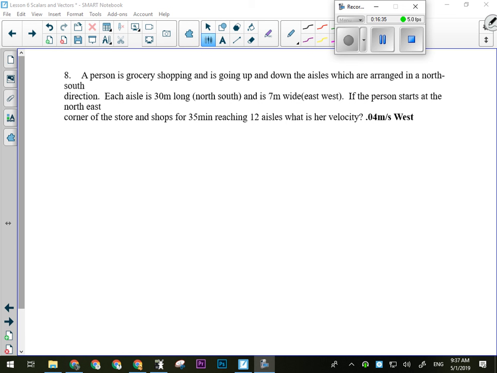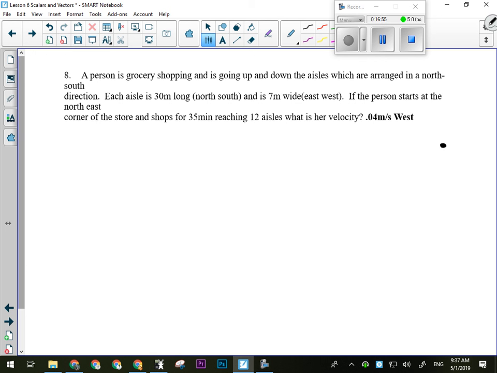The question says they start in the northeast corner of the store. Okay, and they go up and down these aisles. They tell us that the aisles are 30 meters long, which actually isn't going to end up being important, okay, and 7 meters wide. That will end up being important. At the end of all of this, they're going to end up 12 aisles over, okay?